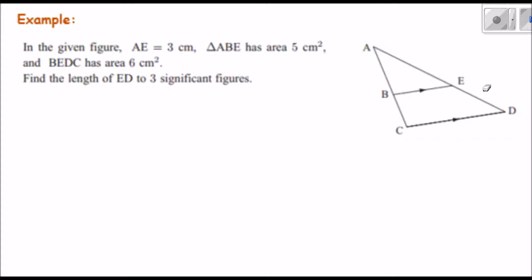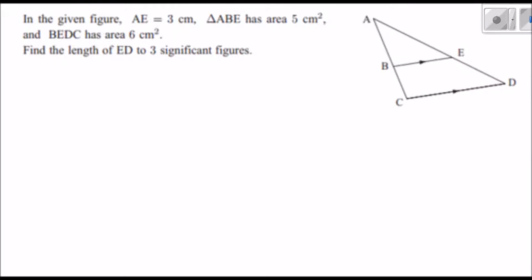So I'm guessing what we're going to have to do is work out, using our scale factor, we're going to find a scale factor. We're going to end up working out what this entire length is here, and then we're just going to subtract 3, because they tell us AE is 3. So to work out this length, it'll be the entire length AD minus 3. So we're going to first of all have to find the scale factor, and then we're going to have to find AD. So let's start to draw out the two triangles.